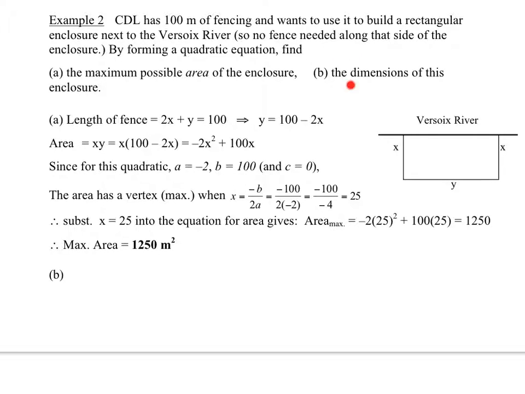The second part of this question is actually easier. The dimensions of the enclosure. We know that x is going to be equal to 25. So this is 25, this is 25. If it all has to add up to 100, that means that y has to be equal to 50. If you want to do that more algebraically, we can say that when x is equal to 25, y is equal to 100 minus 2 times 25, and that's equal to 50. So the enclosure is 25 meters by 50 meters.